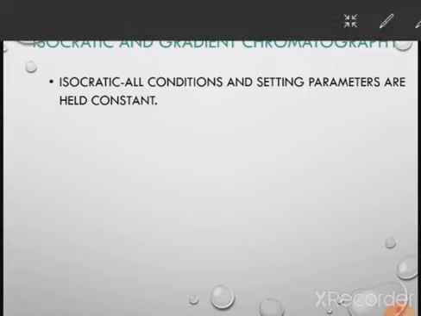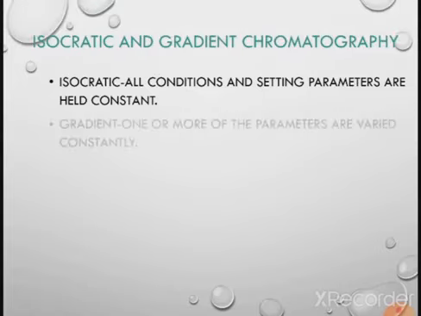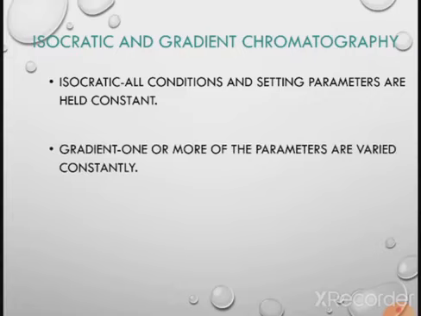So the typical gradient system is a variation of the mobile phase composition from low to high elution strength. That means in a gradient system we generally vary the mobile phase concentration, from low concentration to high concentration, so that we can produce different strengths and the compounds can be separated accordingly.